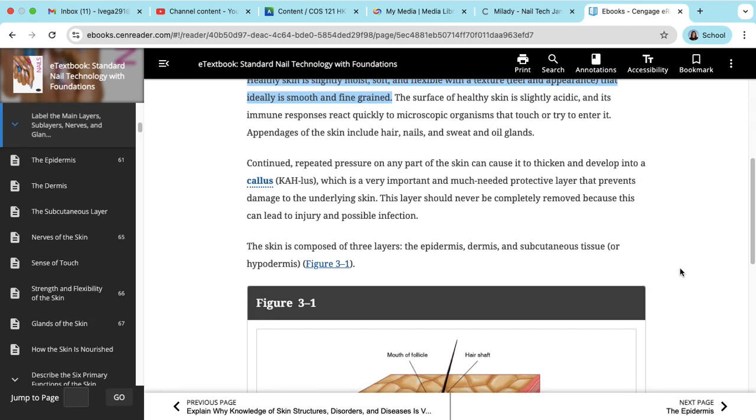So let's talk about the callus. Most people think that a callus needs to be removed, but a callus comes out because the skin was being hurt, and the way for that part of the skin to be protected is developing a callus because it's hard and it's harder to damage the skin.